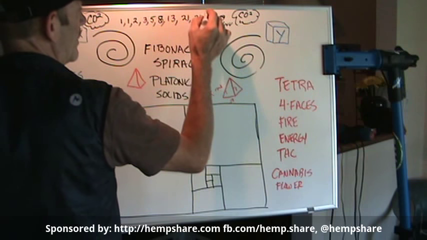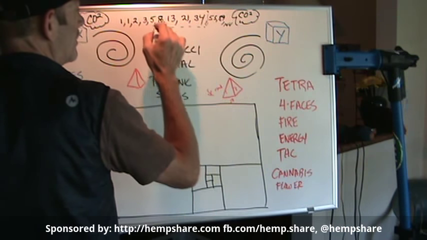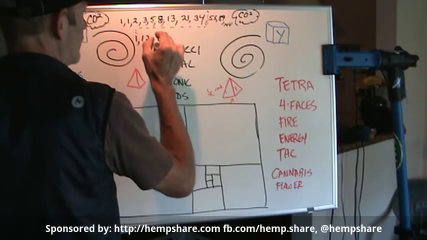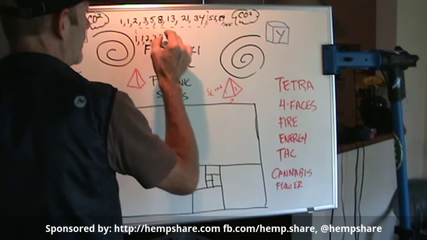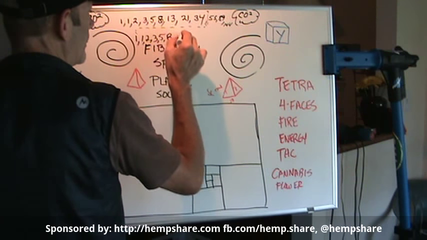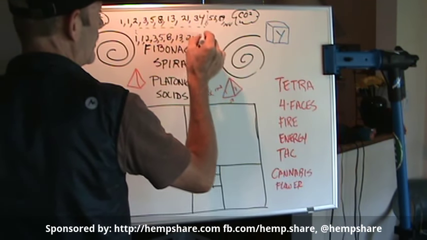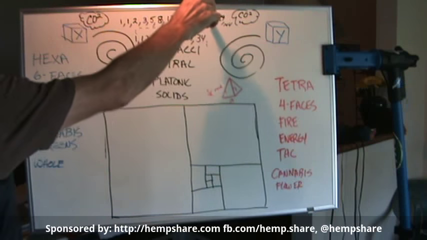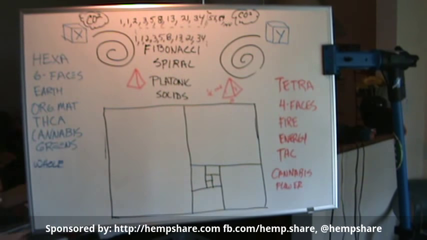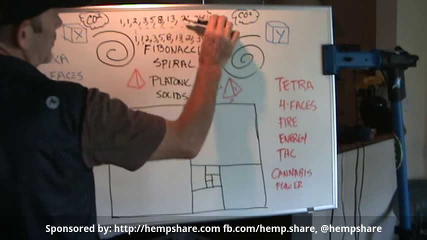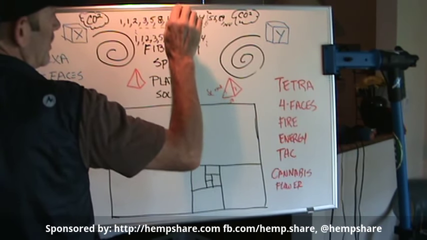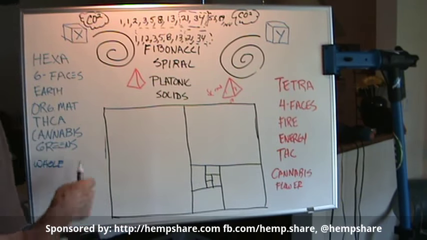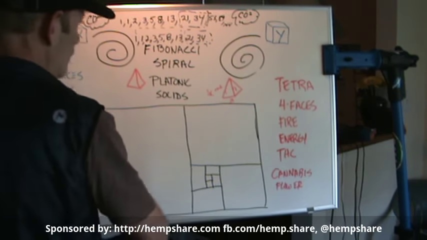At 34, we go 1, 1, 2, 3, 5, 8, 13, 21, 34, repeat that. That comes out here again, repeats back here. So at each juncture of 21, 34, we have an event.